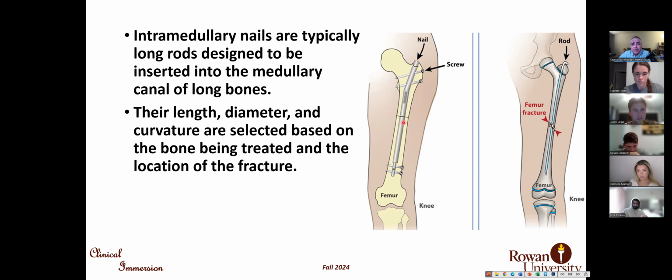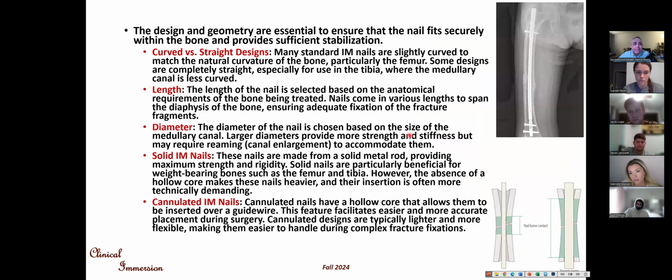In general, they are a long rod that is inserted from one side of a long bone into the medullary cavity. They can be a simple rod, a simple pin, but a large pin, or they can be a complex structure, but both of them are inserted inside the medulla to fix the bone. They can have different lengths, different diameters, and different cross sections. They can be curved or straight.